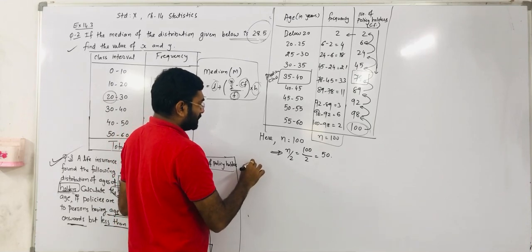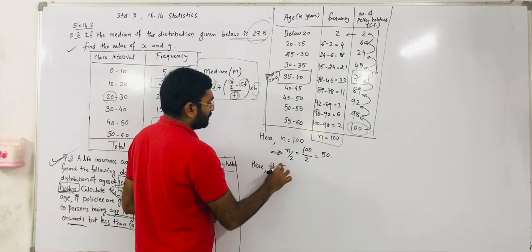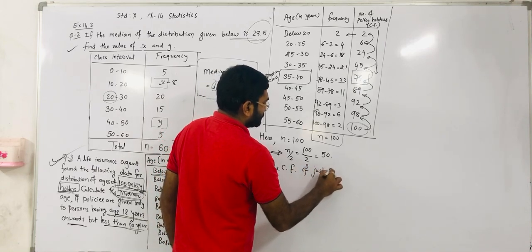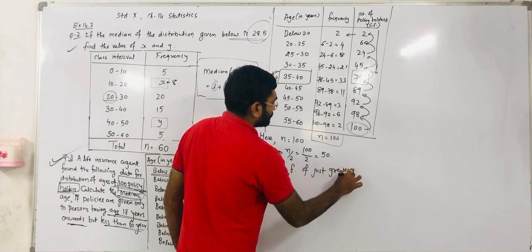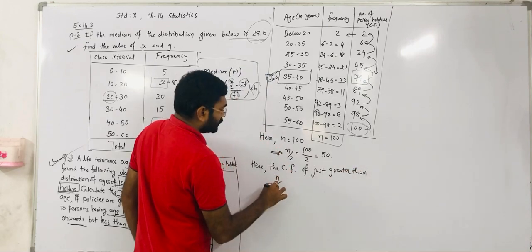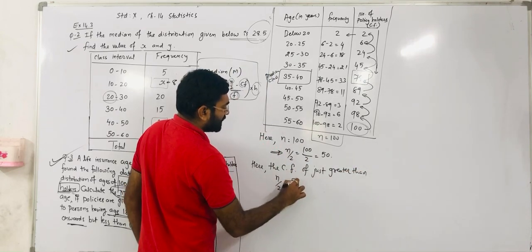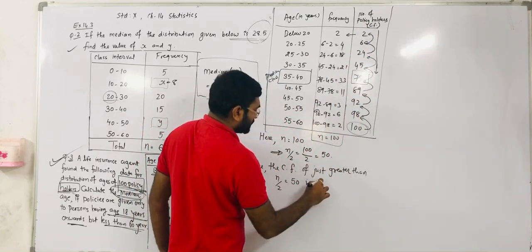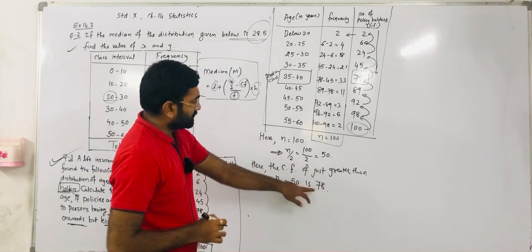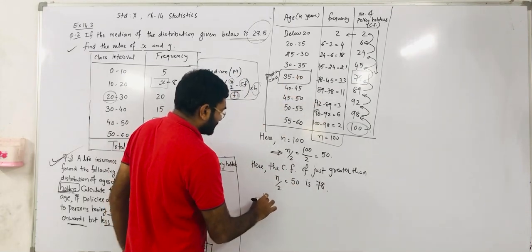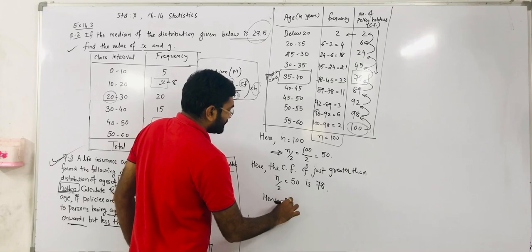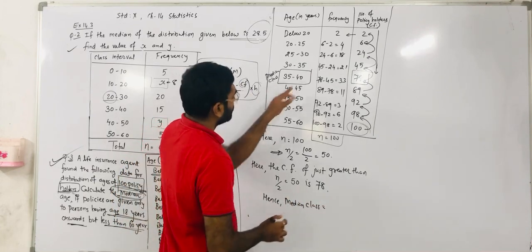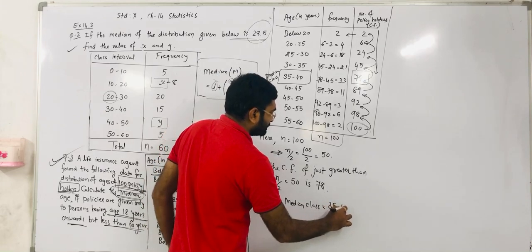Here we have to define: the cumulative frequency just greater than n by 2, which is 50. Which cumulative frequency is just greater than 50? The just greater value is 78. So the class corresponding to 78 is the median class. Median class is equal to 35 to 40.